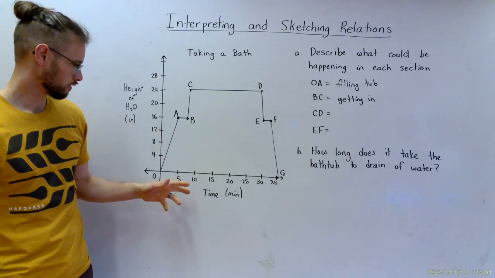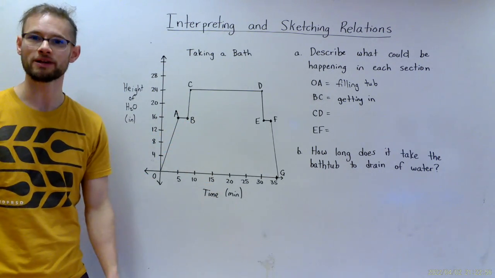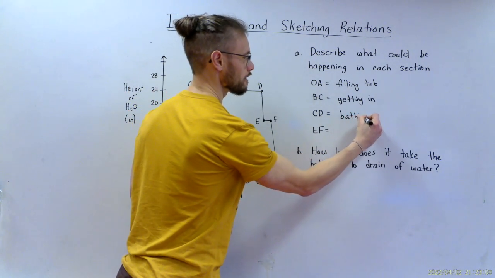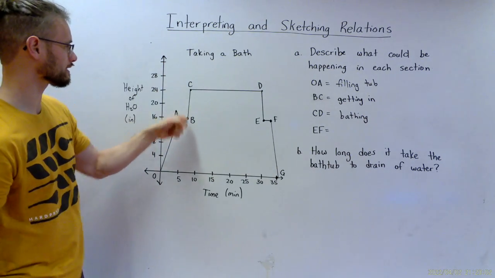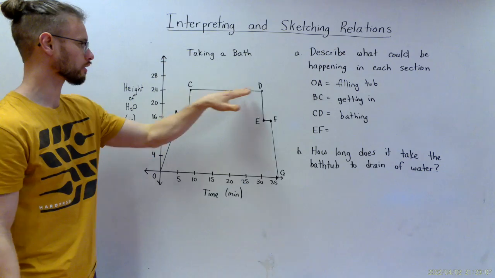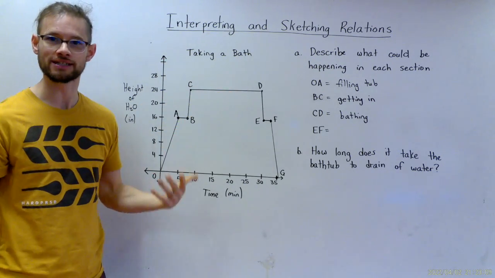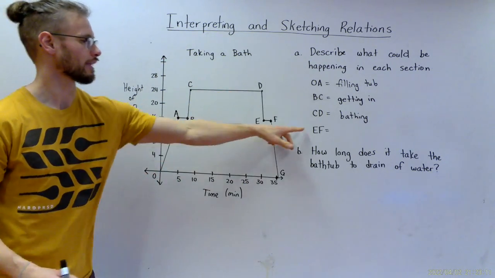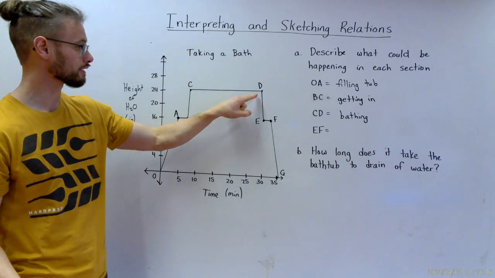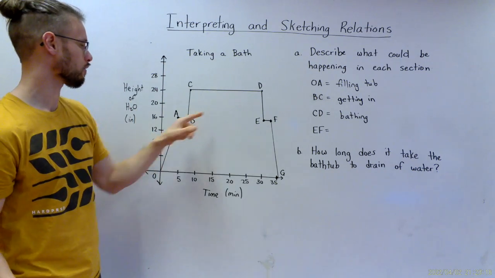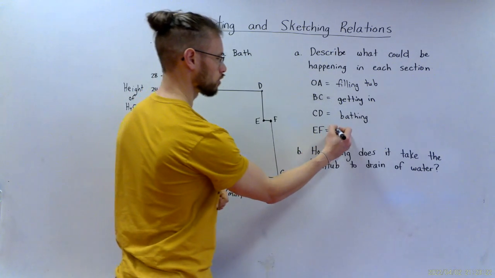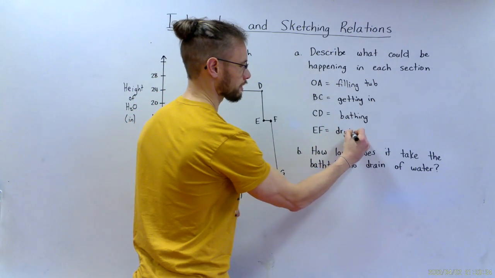From C to D, a long period of time, about 20 minutes, we would assume that you're actually bathing. Notice that B to C is getting in because it's a very, very instantaneous increase. Water level does not change here, so that person did not get out during that time. And from E to F, if I'm trying to describe what could be happening, clearly they've gotten out of the tub because the water level returned to its original height before getting in. E to F could be just drying off.